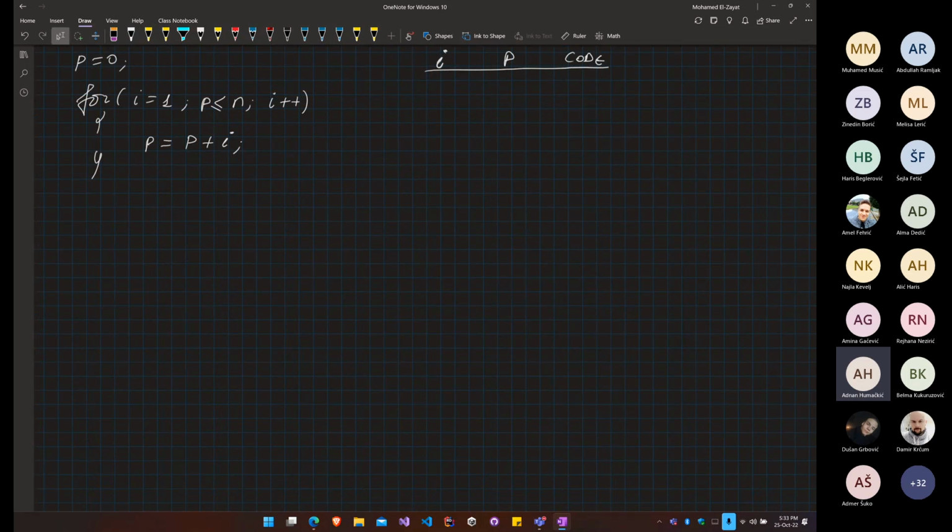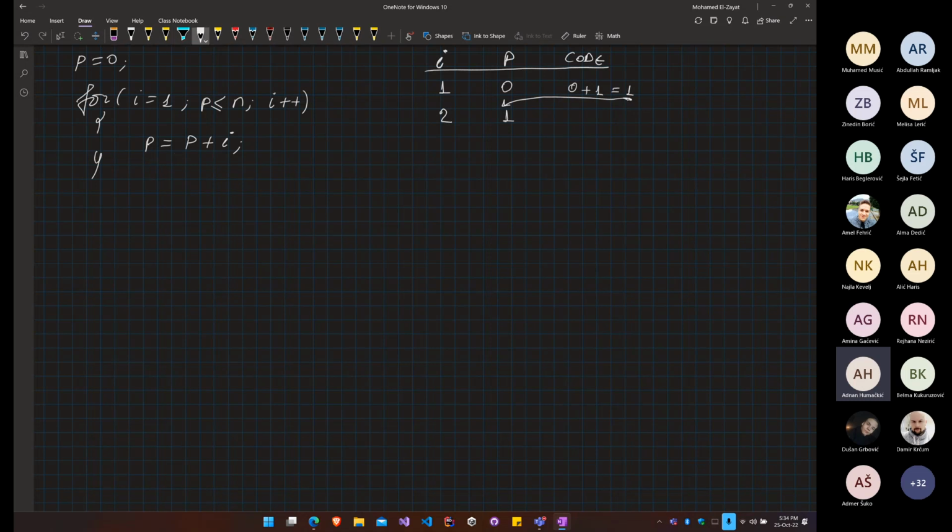So let's think about this. If i equals 1 and p equals 0, then when this code executes, p is going to equal 0 plus 1, which equals 1. And then on the next execution, i will increment. And p right now is 1, because it's fetched here, because we said p equals p plus i.